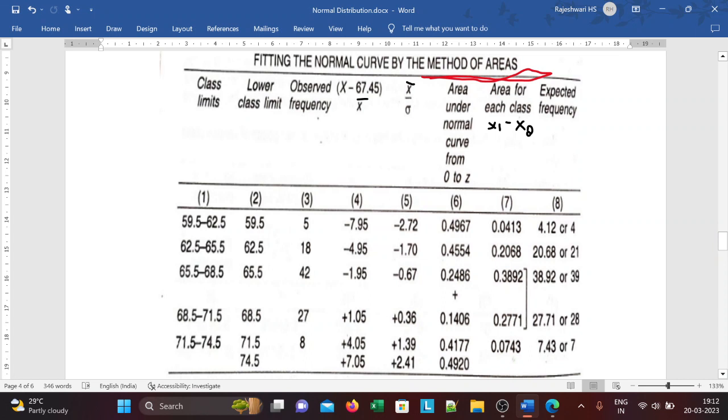Here, starting from 60 to 62, in normal distributions we subtract 0.5 from it. So the class limits start from 59.5. For 62 we add 0.5, so it is 62.5. The same manner applies for all the class intervals. Next, we take the lower class limits. So 59.5, 62.5, 65.5, 68.5 and 71.5.